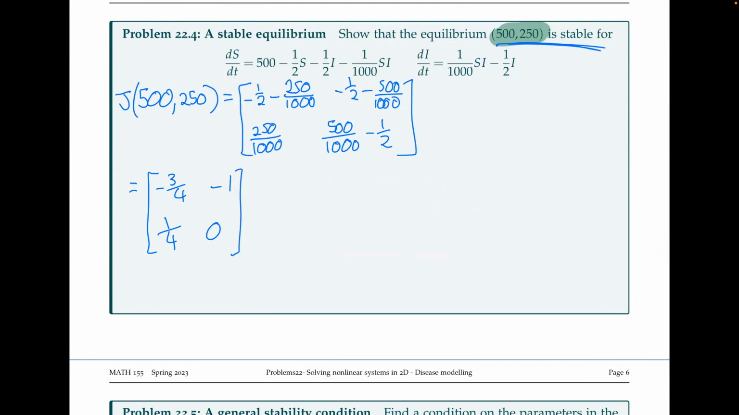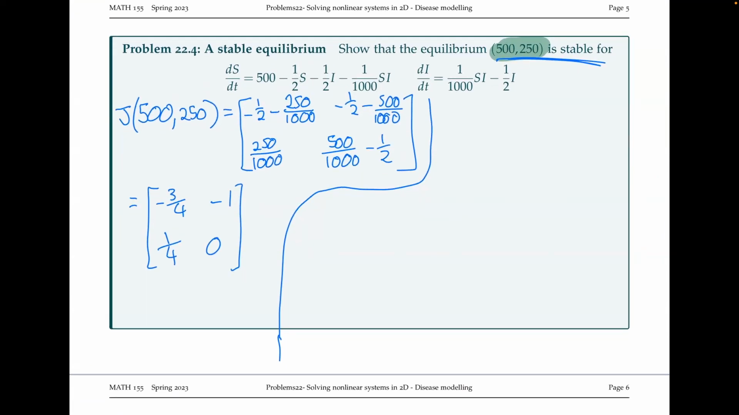So at this point, we have two options. We can either calculate our eigenvalues, which is a bit laborious, but if we only care about whether something is stable or unstable and classifying its stability, we can just look at our trace and our determinant. So our trace here is going to be the sum of the elements in the main diagonal. So that's minus 3/4 plus 0. So that's minus 3/4, that's negative.